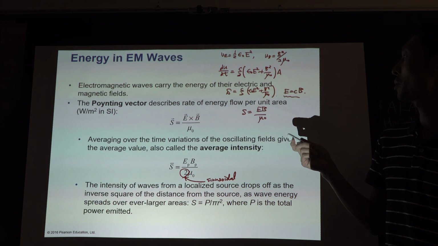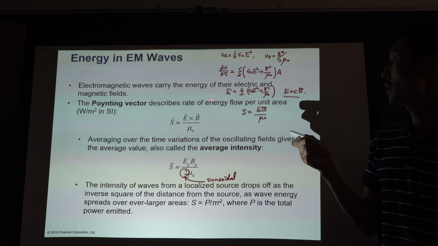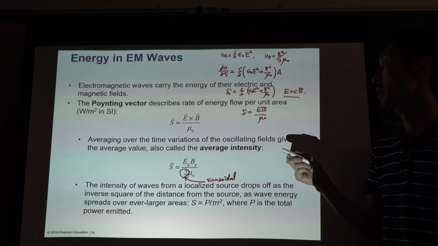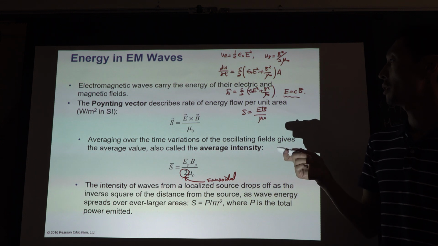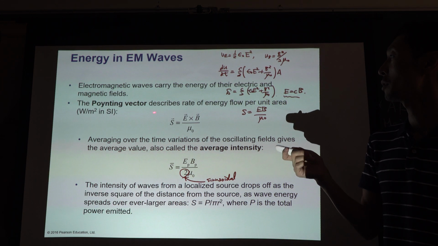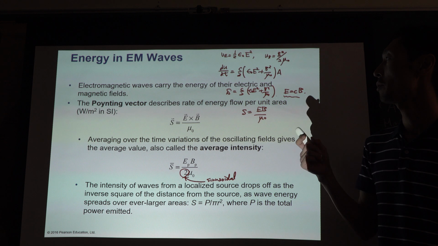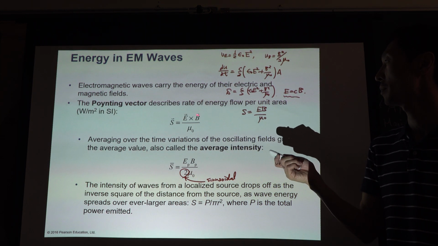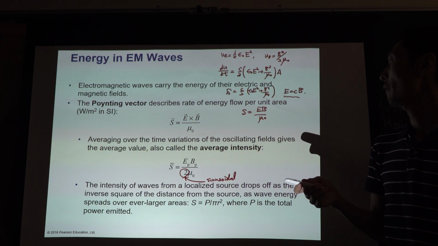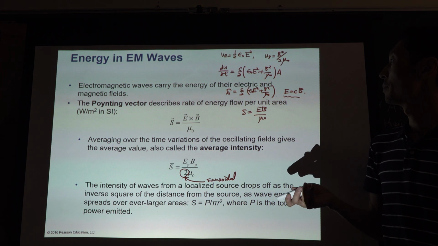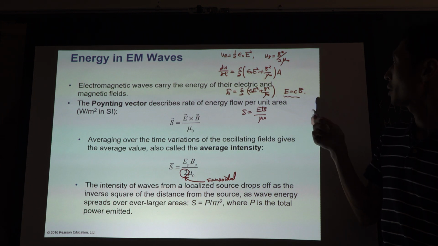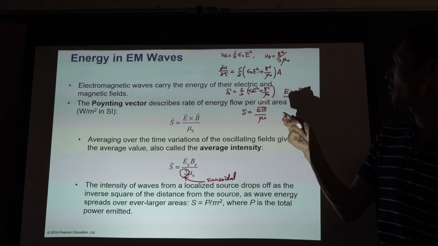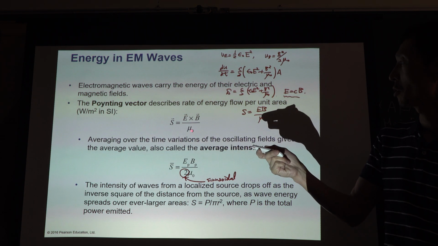If you wanted energy per unit area, you drop this A, the area of the wave, so unit area. Then you get this Poynting vector, which is the rate of energy flow per unit area. So that's energy. Okay. Then I use E equals CB to change this to this, and this is the shape of the Poynting vector.